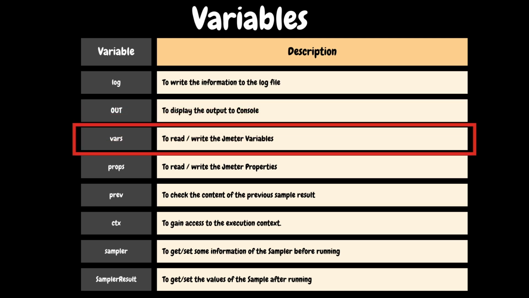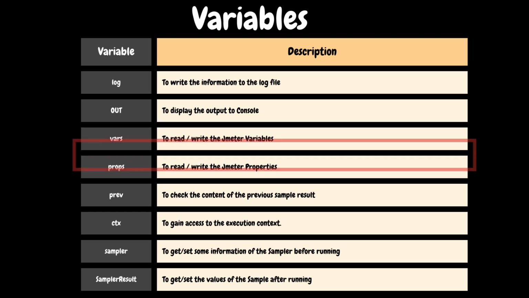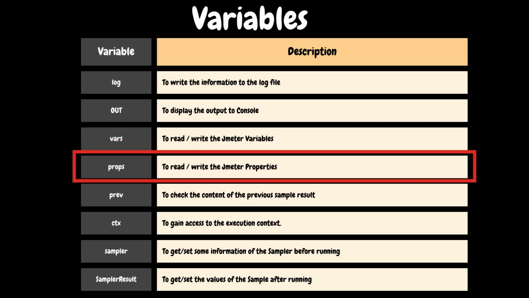Next, we have vars. The vars variable can be used to read and write to JMeter variables. We can pass these variables in the script to meet the requirements. Just to let you know that these variable assignments can support only a single thread group. Next, we have props. The props variable works very similar to vars. The main difference is that it will try to read or write the JMeter properties. In addition to that, they can read or write on multiple thread groups.